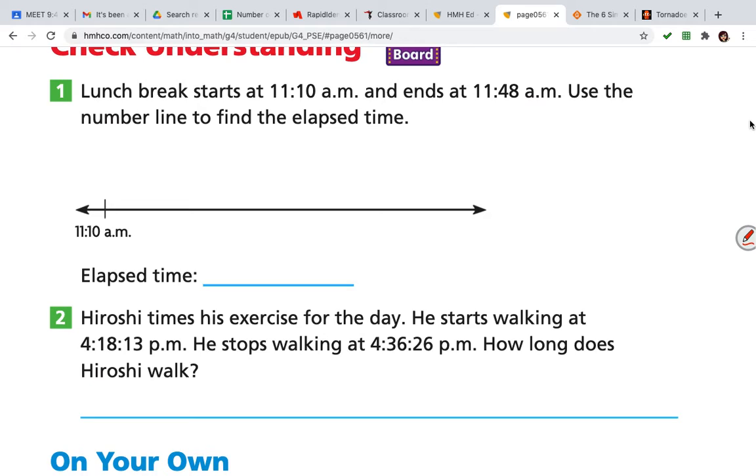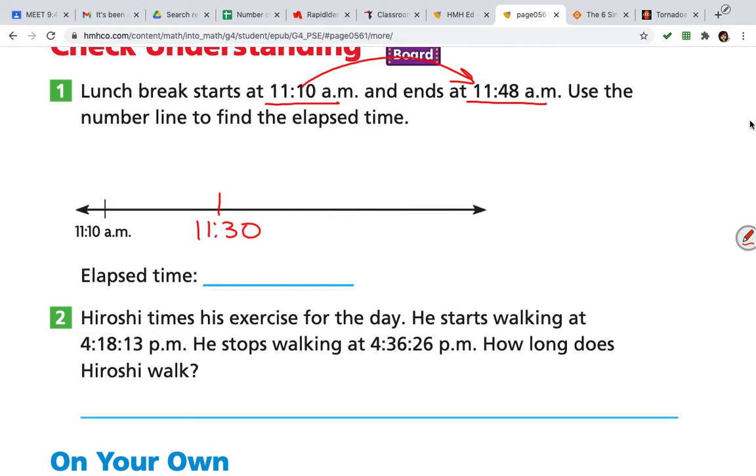All right, question number 1. It says lunch break starts at 11:10 a.m. and ends at 11:48 a.m. Use the number line to find the elapsed time. Well, you want to see how long it takes to get from 11:10 to 11:48. One could count from 10 to 48. You could subtract 11:48 minus 11:10, or you can use the number line. So let's do this. If we start at 11:10, let's get a good even point. So 11:10 to 11:30.